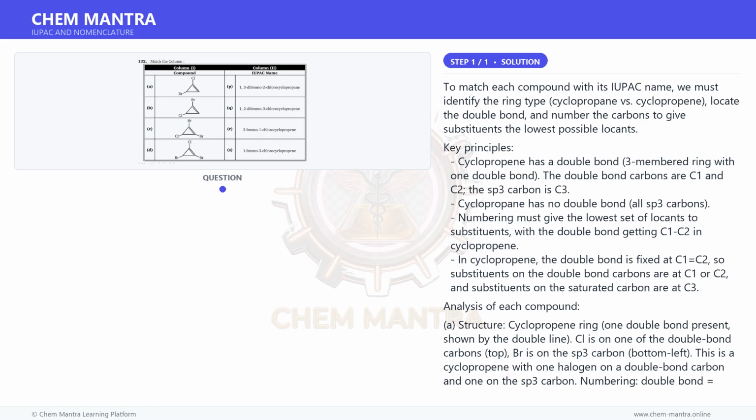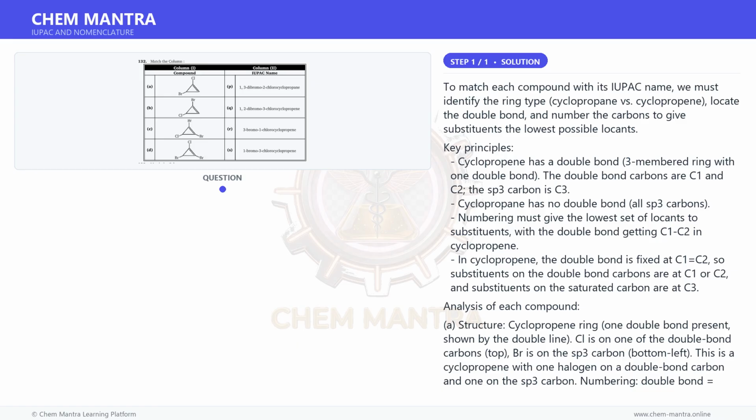C. Structure, cyclopropene ring with 3 substituents. Br at top, double bond carbon, Cl at bottom left, sp3 carbon, Br at bottom right, the other double bond carbon. So both double bond carbons, C1 and C2, bear Br, and the sp3 carbon, C3, bears Cl. Name: 1,2-dibromo-3-chlorocyclopropene matches Q.